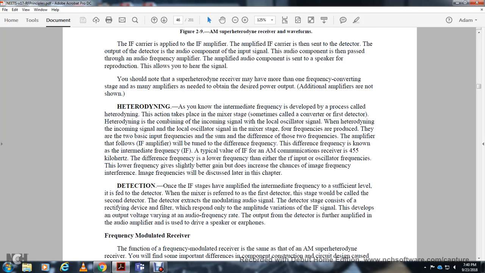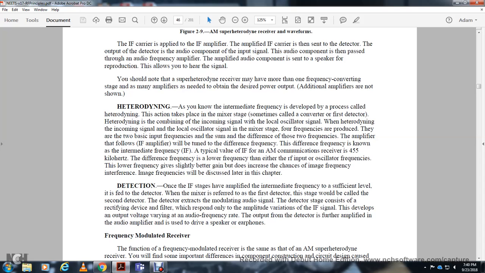Now, heterodyning. The intermediate frequency is developed by the process of heterodyning. Sometimes the converter, the first stage of the heterodyne, combines the incoming signal with the local oscillator signal in the mixer stage. Four frequencies are produced: the two basic input frequencies, and then the sum and the difference of the two frequencies. The intermediate frequency amplifier will assume the difference frequency.